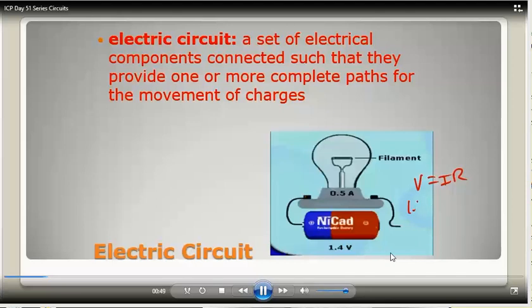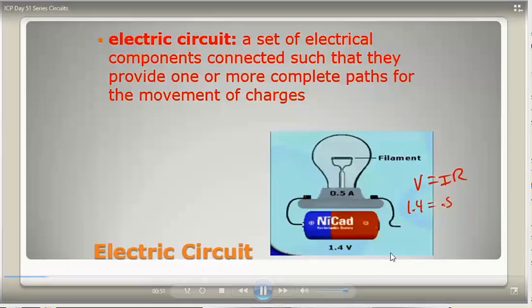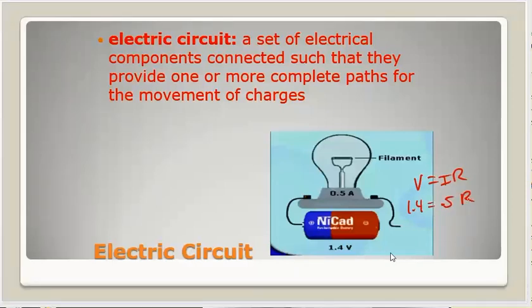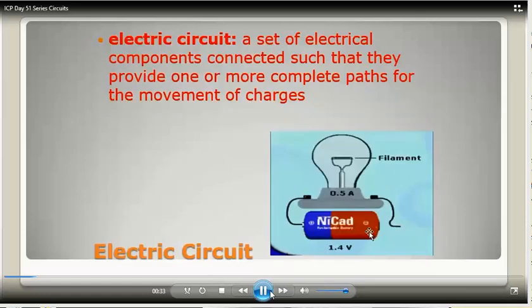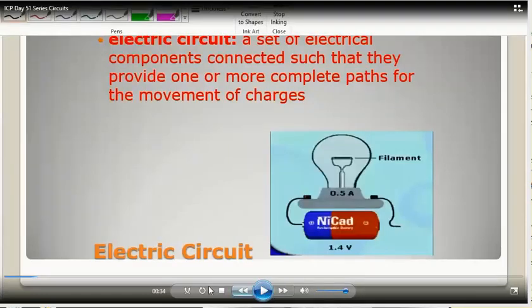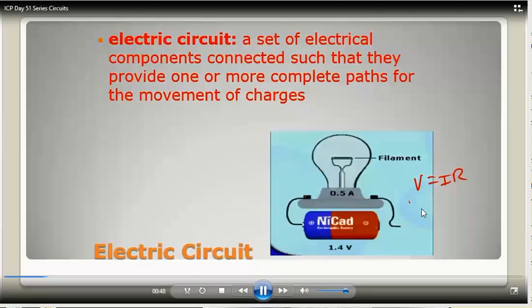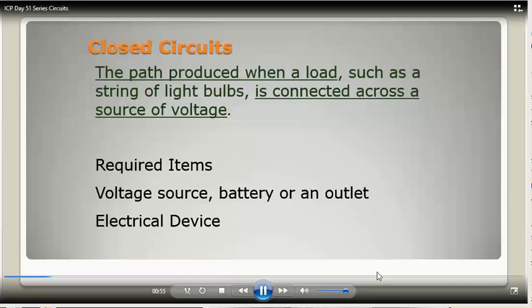In this case, I want to show you that our equation V equals IR is still working. The V is the 1.4 volts, I is the 0.5 amps, and we could solve for the R.